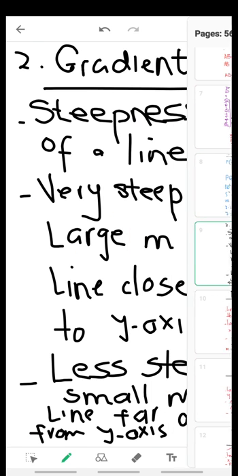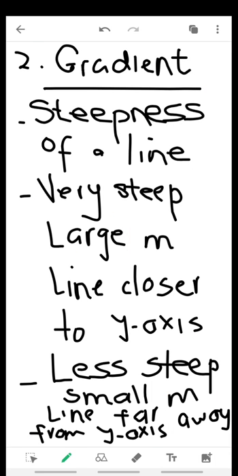Now, slide number 9. We are going to the second part of the lesson. And what is it about? Gradient. We are going to ask you about gradients in your exam. And besides exams, you also need to know what gradients are all about.